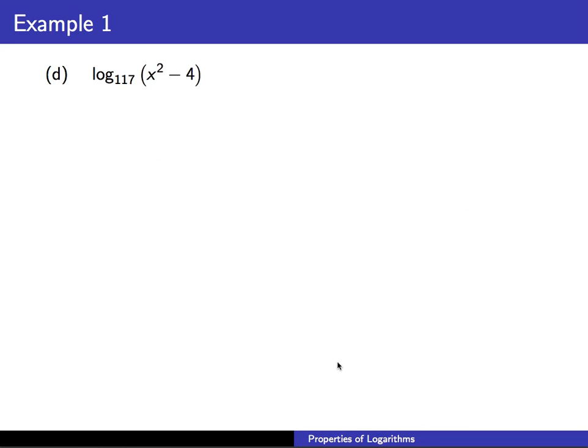Part D, we have log base 117 of x squared minus 4. Now you might be tempted to think we're going to use the quotient rule here for x squared minus 4 and possibly the power property as well. However, we don't have any properties for logarithms that deal with subtracting what we're taking the logarithm of. That's only for multiplication and division and just a single term being raised to a power.